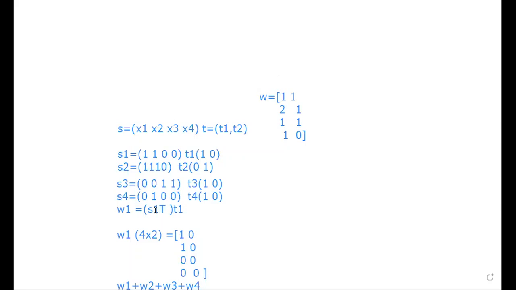Okay, your S1 matrix size, initially, is 1 by 4. T size is 1 by 2. So you cannot perform the matrix multiplication. So you are going for taking the transpose of the S1 matrix. S1 transpose into T1, so 4 by 1, 1 by 2. So finally the product results in a 4 by 2 matrix. Similarly, for the other weight matrices also. Hope it is clear for everyone.